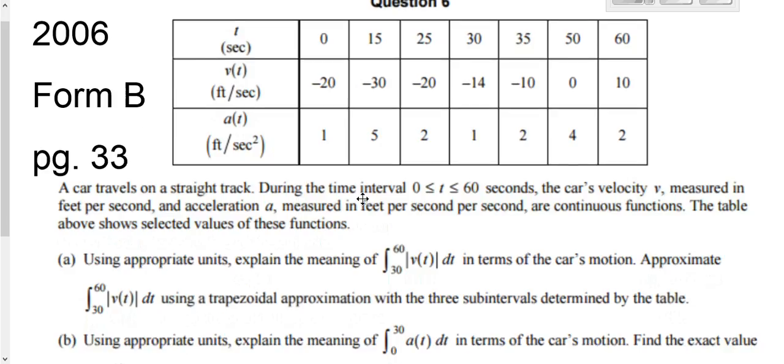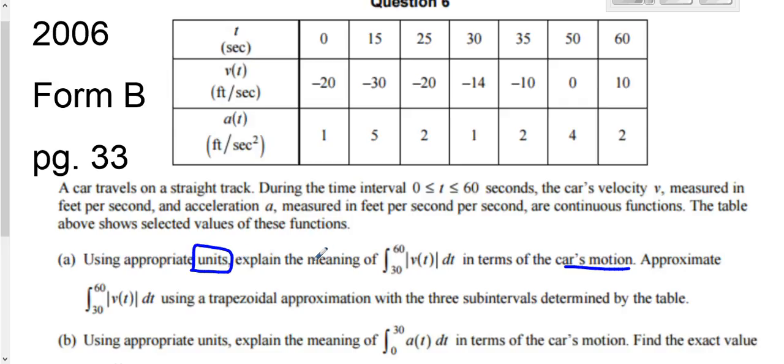So part A says using appropriate units. We need to make sure that we are using the correct units. That's going to be at least a point; we can lose a point there on our FRQ scale. Explain the meaning of the integral from 30 to 60 of the absolute value of v of t dt in terms of the car's motion. Then it says approximate that integral using a trapezoidal approximation with the three subintervals determined by the table. So this is a two-part for part A.